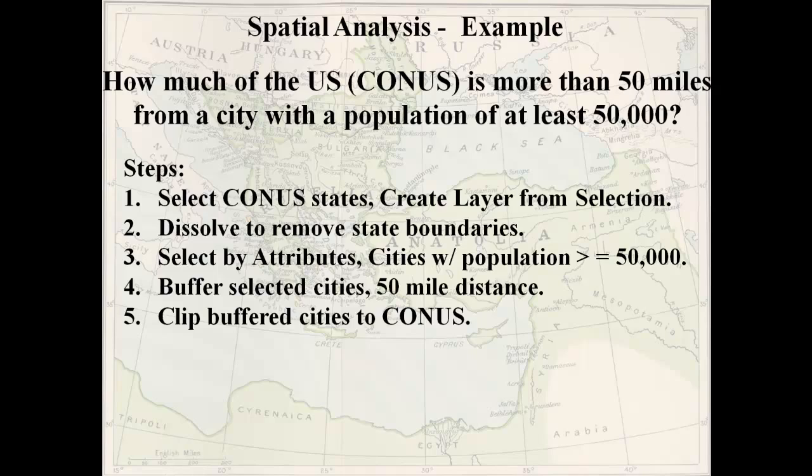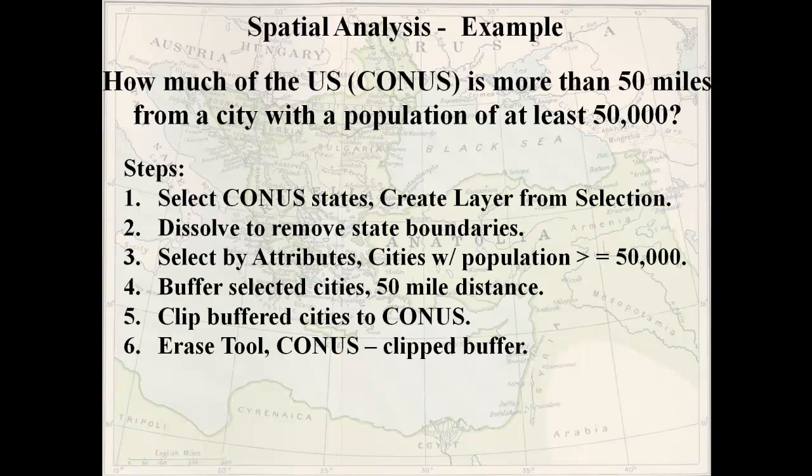Okay, so once we've got these buffered cities that are clipped to CONUS, we can erase the buffered cities from CONUS. What's left is the stuff that's more than 50 miles from cities. Okay, if we want to keep the information and use it in the future, we probably want to add fields to our feature class.